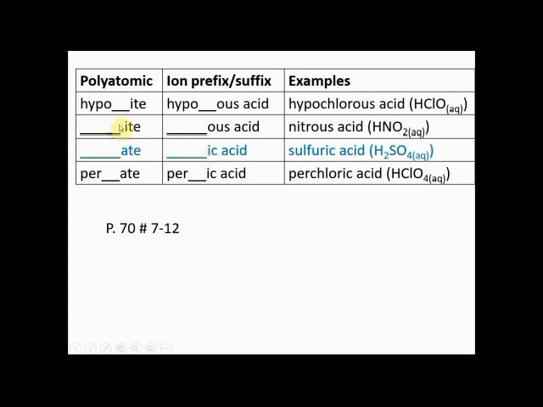The nitrite ion becomes nitrous acid. The hypochlorite ion becomes hypochlorous acid. The perchlorate ion becomes perchloric acid. And that's the pattern that we follow for those acids.